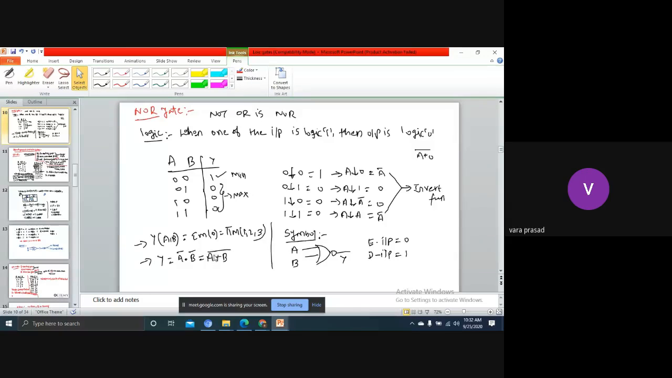Understand? For the OR gate, what is the expression? A plus B. If you apply not, not OR is NOR, right? If you apply NOR, what will you get? For the NOR gate, the expression you will get is A plus B whole bar.